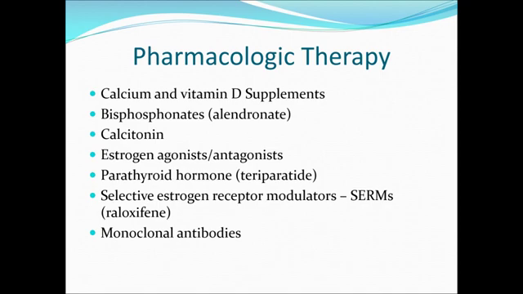Pharmacological therapy that we'll talk a little bit more about in class since it's part of your prep. Calcium and vitamin D supplements. We have the bisphosphonates, alendronate, calcitonin, estrogen agonists, antagonists. We have parathyroid hormone, your SERMs, your monoclonal antibodies. Again, all of these things are about either promoting bone growth or preventing bone resorption. Okay? So again, we'll talk more about those in class, but just to give you an idea that there are pharmacological therapies related to osteoporosis.